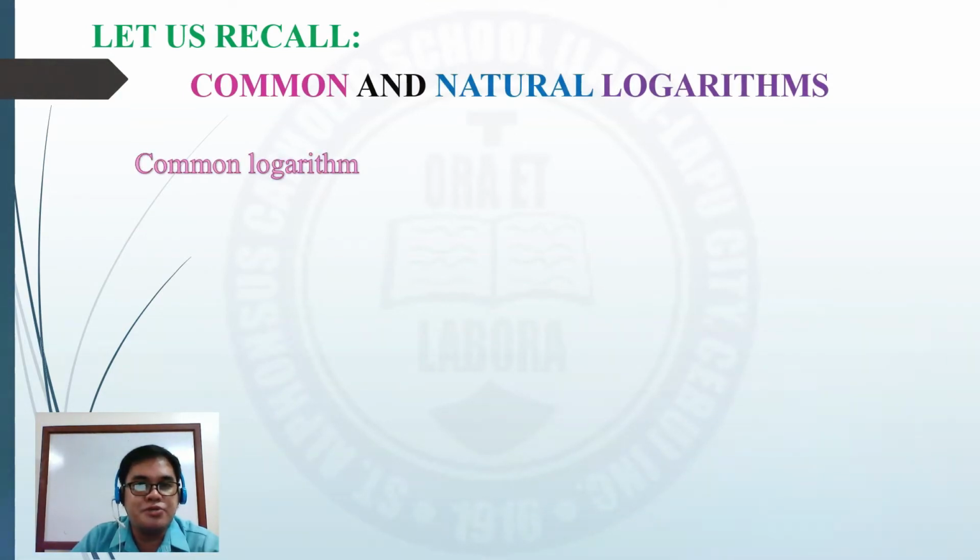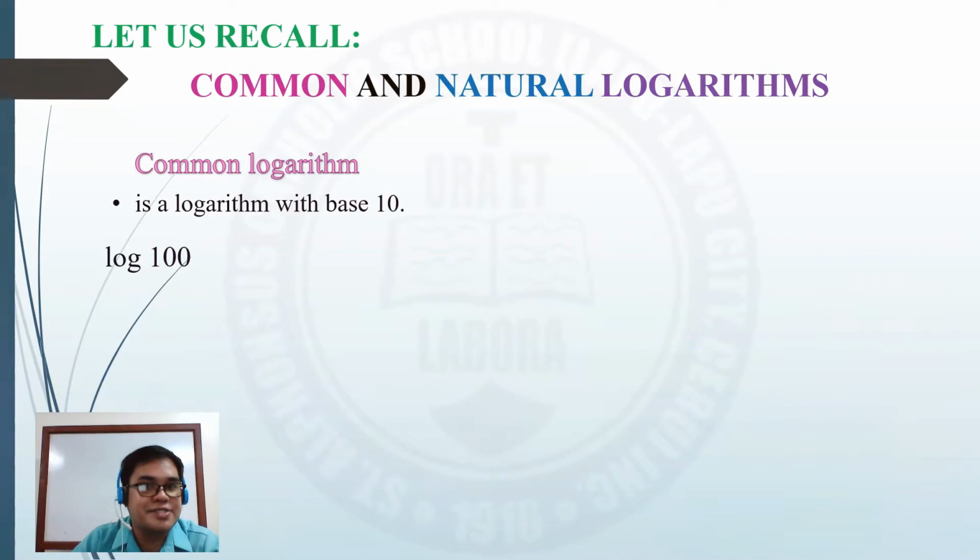When we say common logarithm, it is a logarithm with base 10. This common logarithm is written without a base. For example, the logarithm of 100. This usually means that the base of this form is 10. So meaning, it can be written in this form, the logarithm of 100 to the base 10.